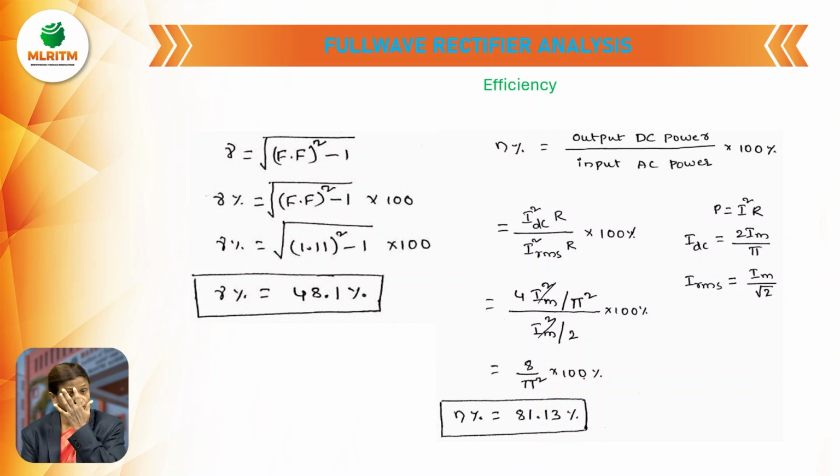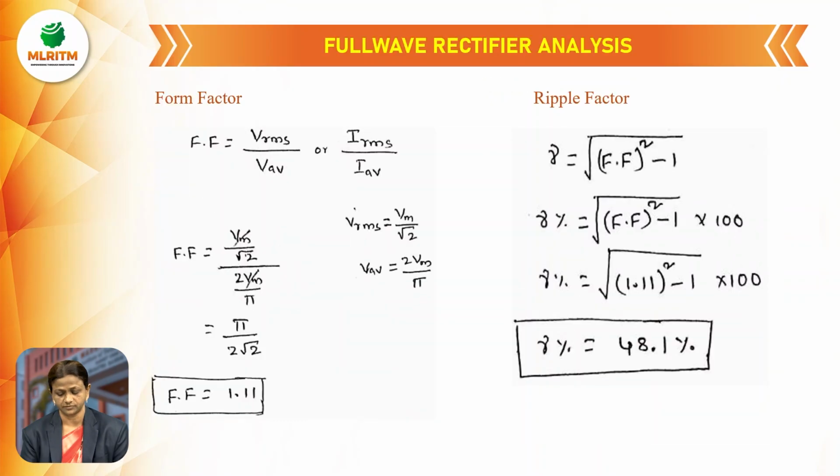In the previous condition, in the half-wave rectifier, efficiency equals 40% only. So 40% of the AC signal is converted into DC. But in this one, by using the full-wave rectifier, 80% of the AC signal is converted into DC. What about the remaining 20%? The remaining 20% is nothing but unwanted AC component or ripples. So by using the full-wave rectifier, the efficiency value is increased to double that of the half-wave rectifier.